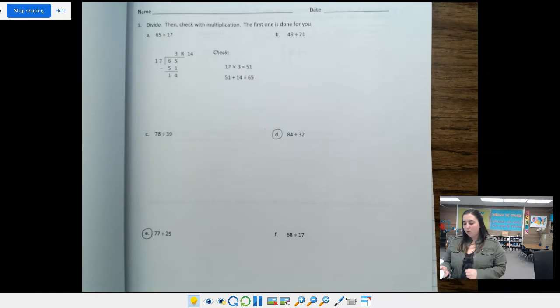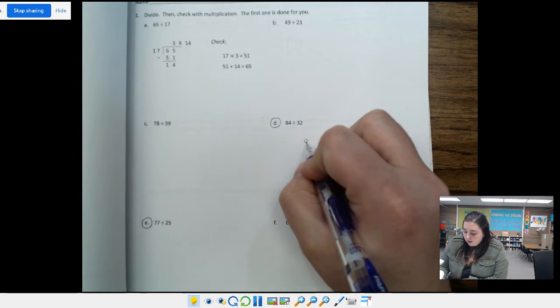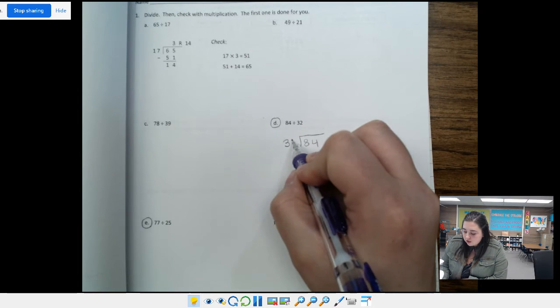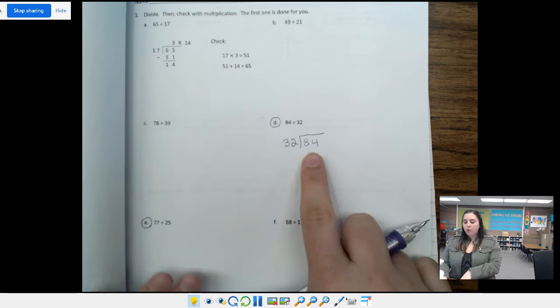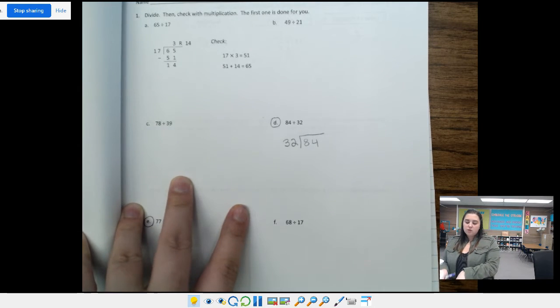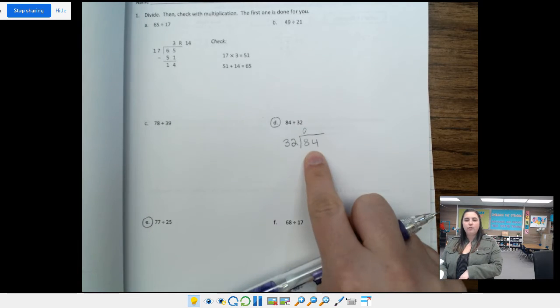Okay, let's check our work. So on 1D, we have our 84 divided by 32. Look at how I wrote it. Remember, the 84 goes first underneath the division sign. So I had to figure out how many groups of 32 are there in 84.